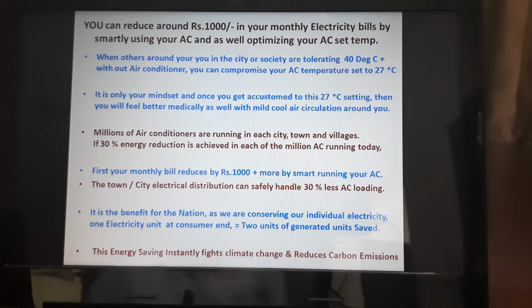It is a benefit to the nation. We are not only conserving for the individual: 1 unit of electricity you save at the consumer end means around 2 units of generated electricity are saved. So the energy saving instantly fights climate change globally, and it reduces carbon emission also.